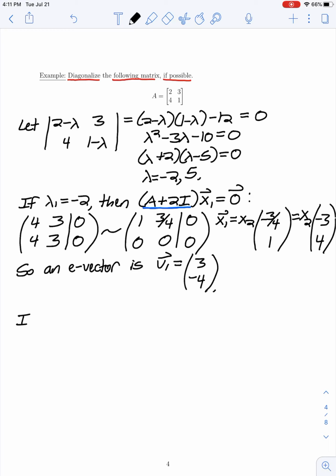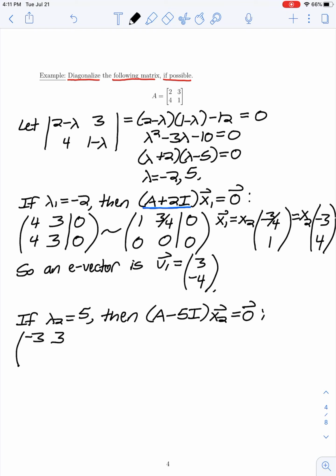Now for our second eigenvalue, lambda 2 equals 5. To find an eigenvector, we're looking at A minus lambda I, where lambda was 5, times some vector x equal to the 0 vector. So expressing that as an augmented matrix, subtracting 5 from the diagonal entries of A, we have negative 3, 3, and 4, negative 4, which we're augmenting with the 0 vector. So it's clear that this is row equivalent to the matrix 1, negative 1, 0, 0, 0, 0.